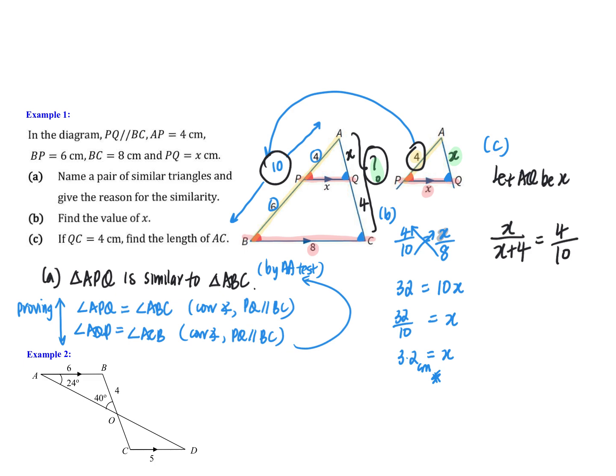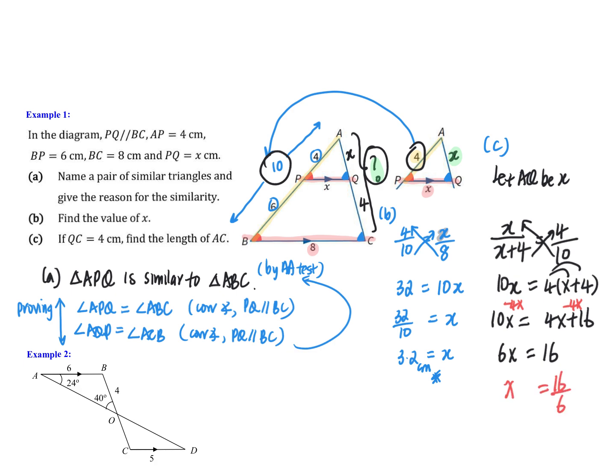Okay, so if you just observe carefully, 7, 8, 9, 10. You can either choose to cross multiply or just make a comparison between them. You will realize that this one is 10x. This one is 4 bracket x plus 4. So go and expand it out. Oh no, it's not. I miscalculated. Okay, no, it's not 6. So once you finally calculate, what is 16 divided by 6?